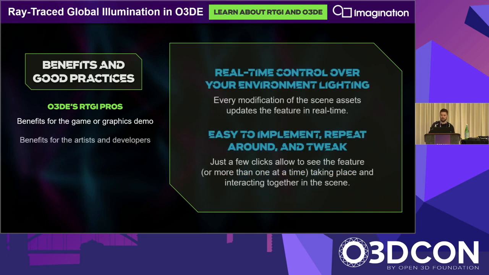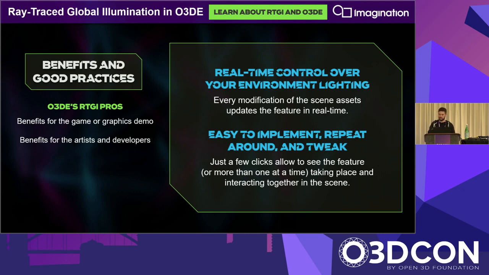But it doesn't have only benefits for the graphic demo or the game. It also has benefits for artists and developers. So with real-time global illumination, you will be able to control your environment lighting in real time. So every modification on the scene assets, you will see that it will update the feature in real time. And it's also really easy to implement and to repeat around and to tweak. So just a few clicks allows to implement the feature, or more than one if you need that. And also, it doesn't have so many complex parameters to deal with. So it's very simple to implement and to tweak.